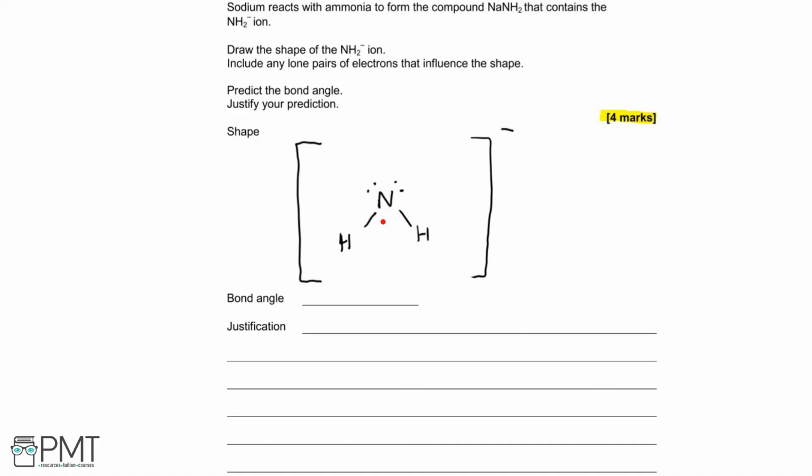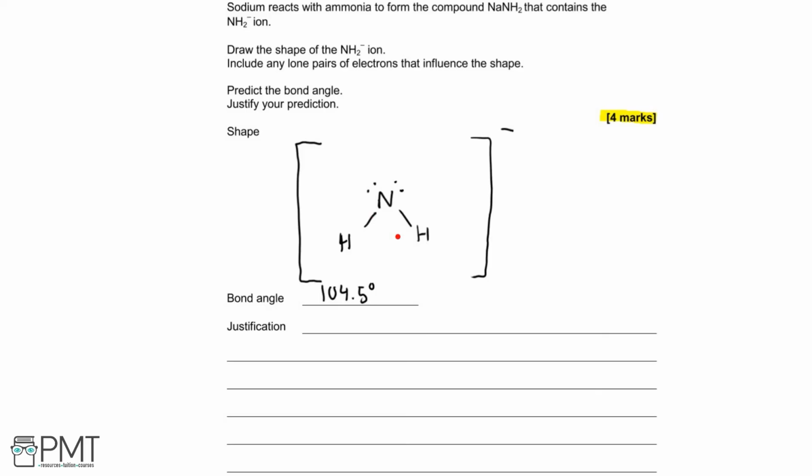So we have 2 lone pairs, and each lone pair reduces the angle by 2.5 degrees. In a tetrahedral molecule, it's 109.5 degrees. So we have 2.5 degrees being taken off twice. So as a result, that's going to give a bond angle of 104.5 degrees between these 2 bonds here. Now we need to talk about the justification for this.